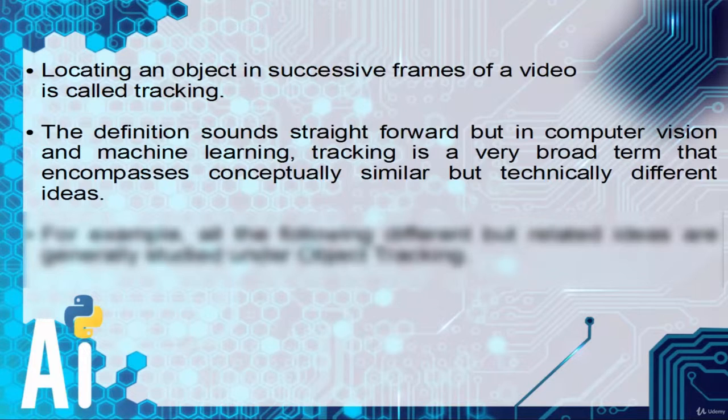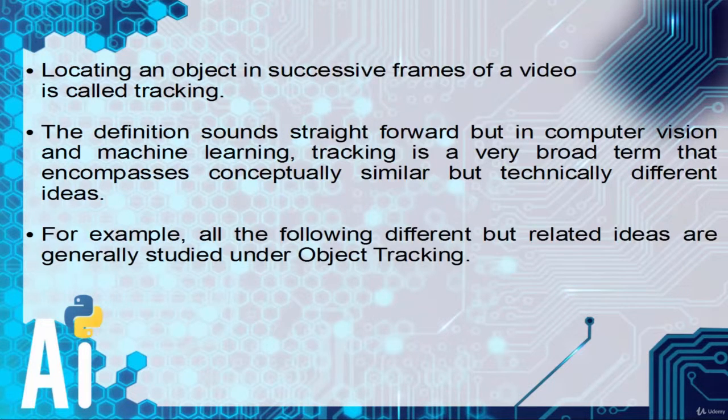The definition sounds straightforward, but in computer vision and machine learning, tracking is a very broad term that encompasses conceptually similar but technically different ideas. For example, there are various different related ideas which are generally studied under object tracking.